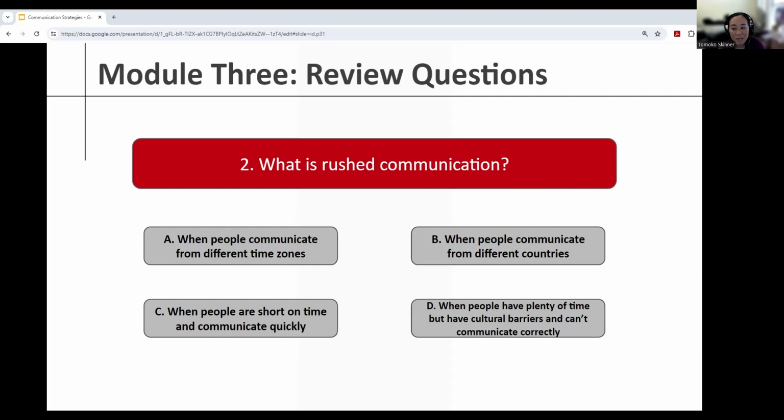Do you have any other answers? C. Correct. C is the correct answer. Another thing to watch out for is rush communication. The pressure of time can cause either party to make assumptions and leaps of faith.